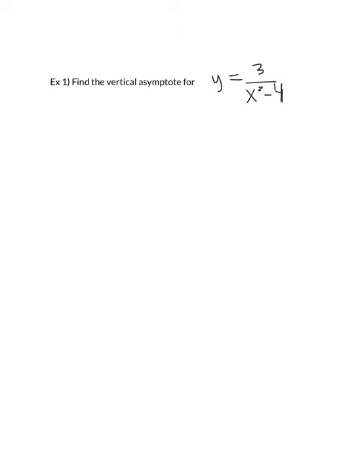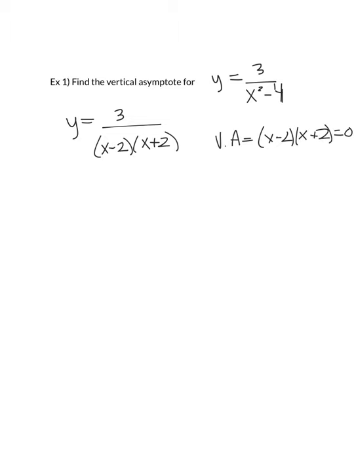All right, our first example says find the vertical asymptote. It's missing an s, it should say totes, for y equals 3 over x squared minus 4. So like I said on the previous page, whenever we have a question like this, it should be in fully factored form. So I'm going to go ahead and do that. So this is just a difference of squares in my denominator, which factors to x minus 2 and x plus 2. Now when I'm finding my vertical asymptotes, I know that I need to set that denominator equal to 0 and solve. So when I do that, I'm going to be getting x equals positive 2 as one of my vertical asymptotes and x equals negative 2 as the other.